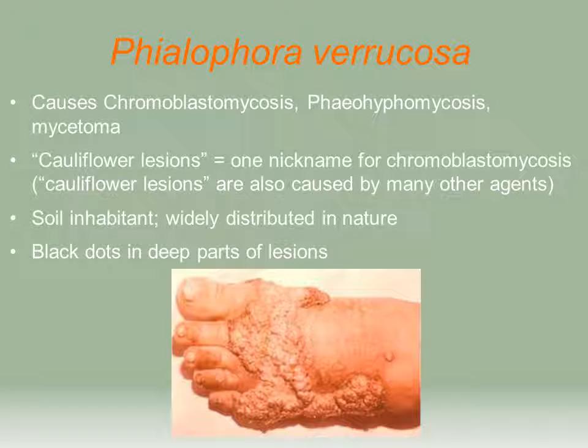Phialophora verrucosa causes, guess what, chromoblastomycosis or phaeohyphomycosis or mycetoma. The cauliflower lesions are characteristic. It's a soil inhabitant, nothing new here. These are all soil inhabitants that are widely distributed. But something that is typical of this organism is the ability to see black dots in the lesions.